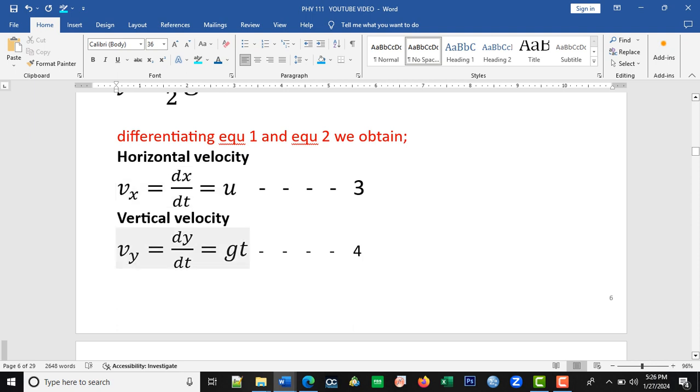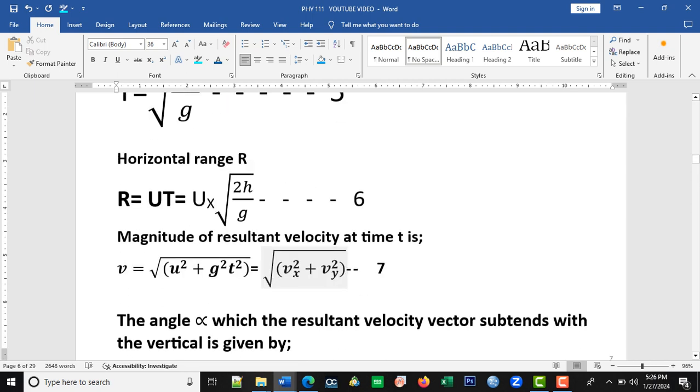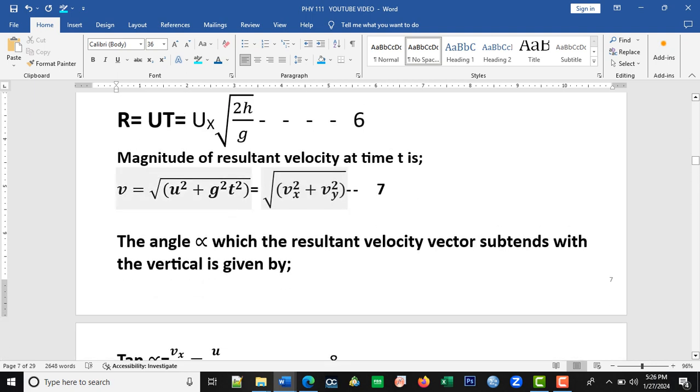And if we don't use Vy, we can use gt. So let's go back to that expression. That's why we have u square plus g square t square, or Vx square plus Vy square. Okay, and then that is for the magnitude.